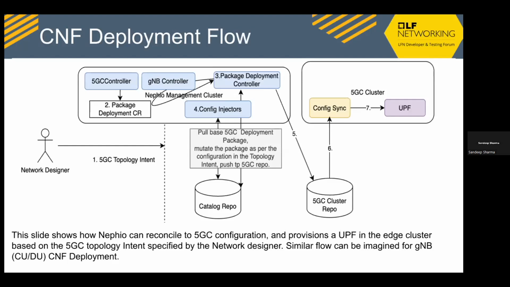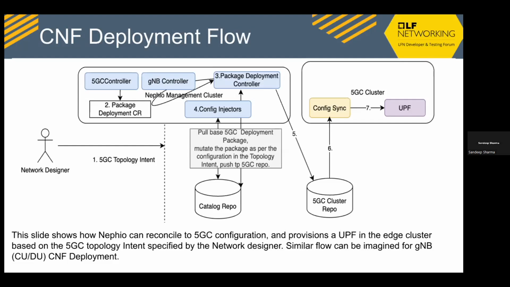This slide describes the deployment flow of a CNF. The user specifies a 5GC topology intent, and that intent is reconciled by the 5GC controller. As a result, it creates the package deployment custom resource. Then the package deployment controller will work on a base 5G core package, and with the help of the config injectors, it will create the package dynamically for the deployment as per the intent in the 5GC topology.